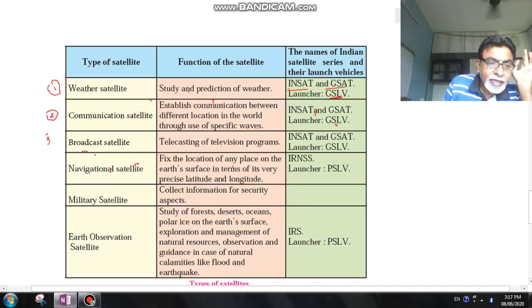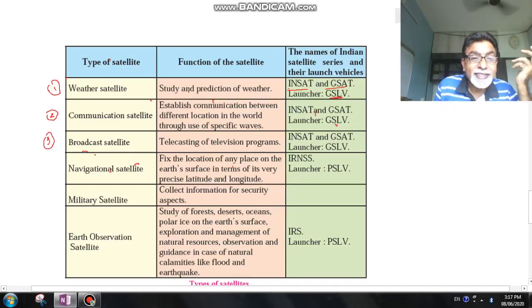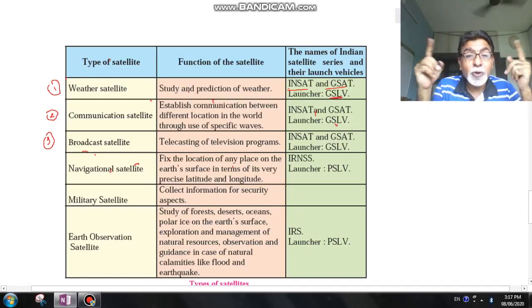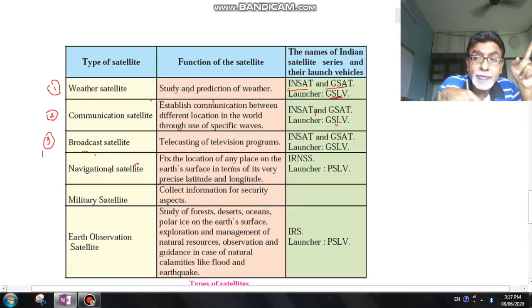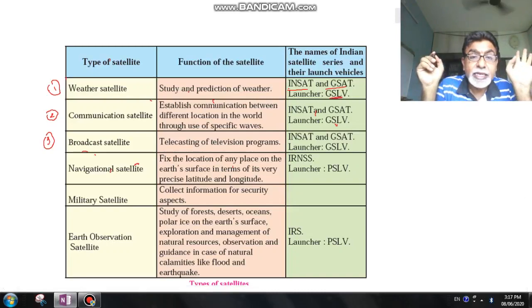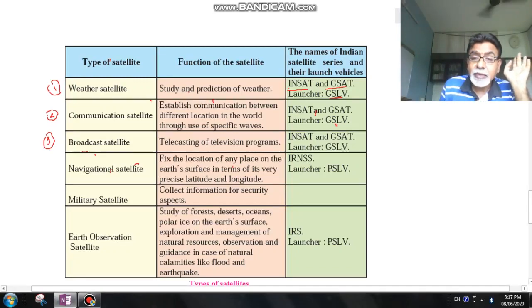ब्रॉडकास्ट सॅटेलाइट. याची मजा तुम्हाला माहिती आहे. The broadcast satellite, broadcasting, वेगवेगळ्या प्रकारचे प्रोग्रॅम्स, टेलिव्हिजन प्रोग्रॅम, प्रदेशातली मॅच बघायची आहे. ब्रॉडकास्ट सॅटेलाइट, टेलिकास्टिंग द टेलिव्हिजन प्रोग्रॅम्स, हे मेन पर्पज ब्रॉडकास्ट सॅटेलाइटचं आहे. आणि यामध्ये येतात मग पुन्हा तेच इनसॅट आहे बघा, जीसॅट आहे, लॉन्चर काय आहे? GSLV. एकाच प्रकारचे लॉन्चर आहे.